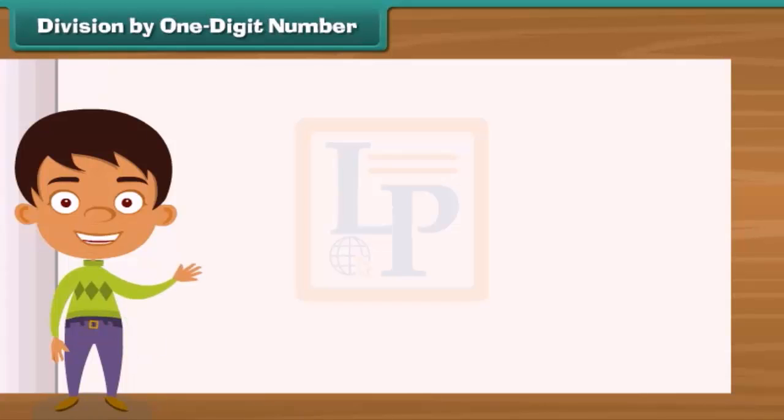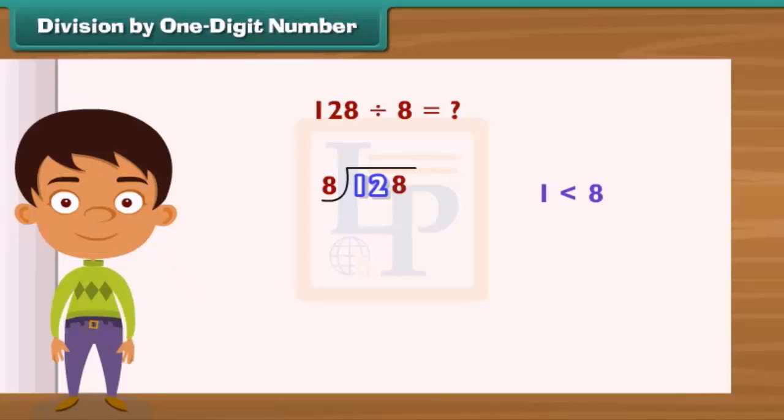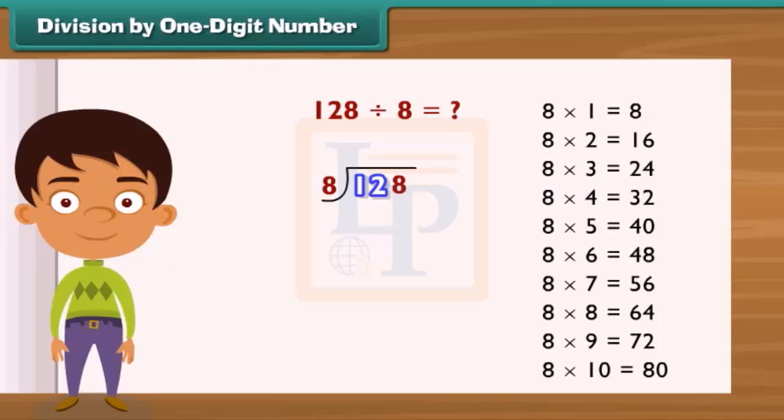Division by one-digit number. Let us now divide 128 by 8. Since 1 is less than 8, we will divide 12 by 8. Recall 8's table. 8 ones are 8. 8 twos are 16. 16 is greater than 8. So we use 8 ones are 8.